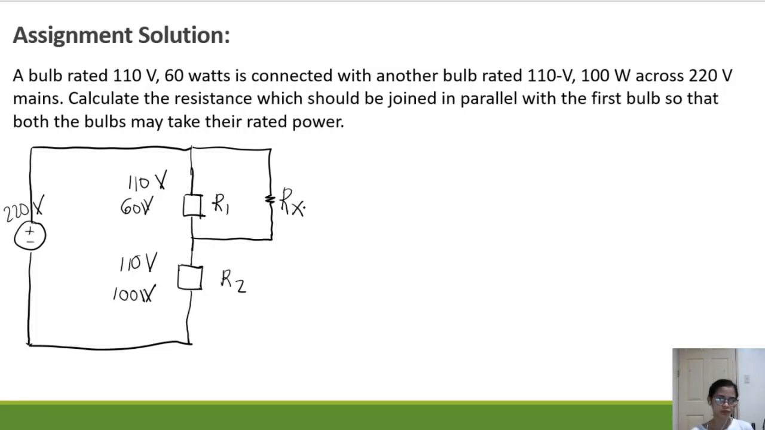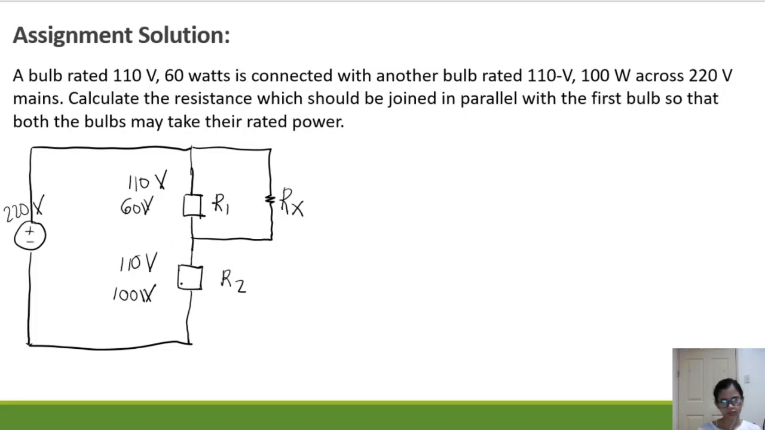What are we going to do next? So it is said here that both bulbs must take the rated power. So given this figure, what can you do to solve for Rx? So you need to recall all the formulas and the concepts that you know to solve for Rx. So what to do? It is said that this is 110 volts, 60 watts, and this is 110 volts, 100 watts.